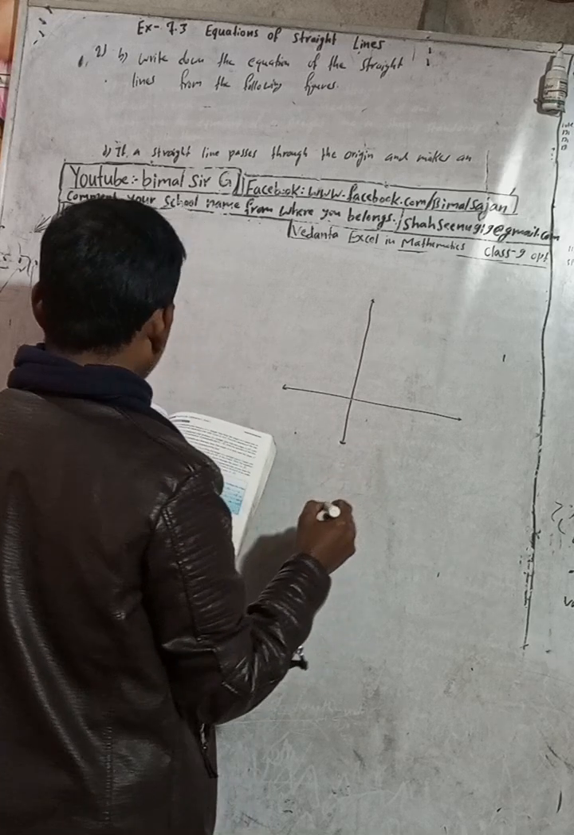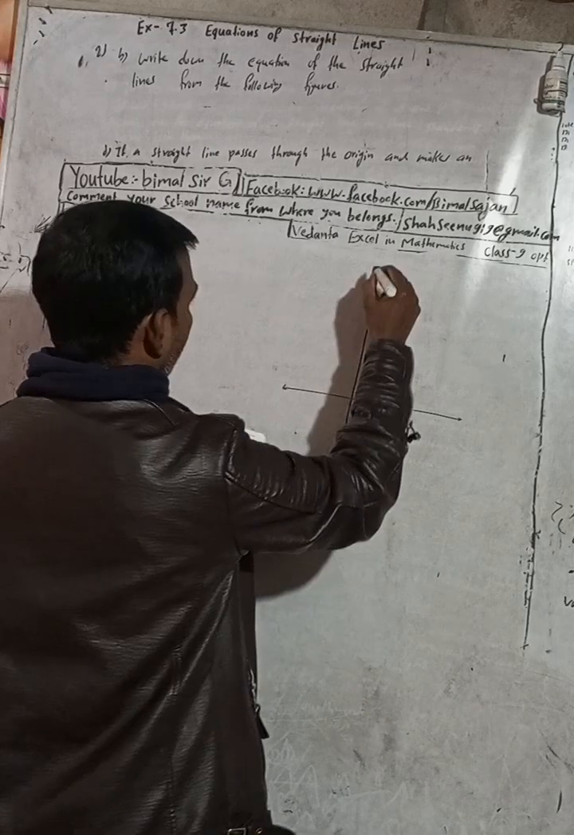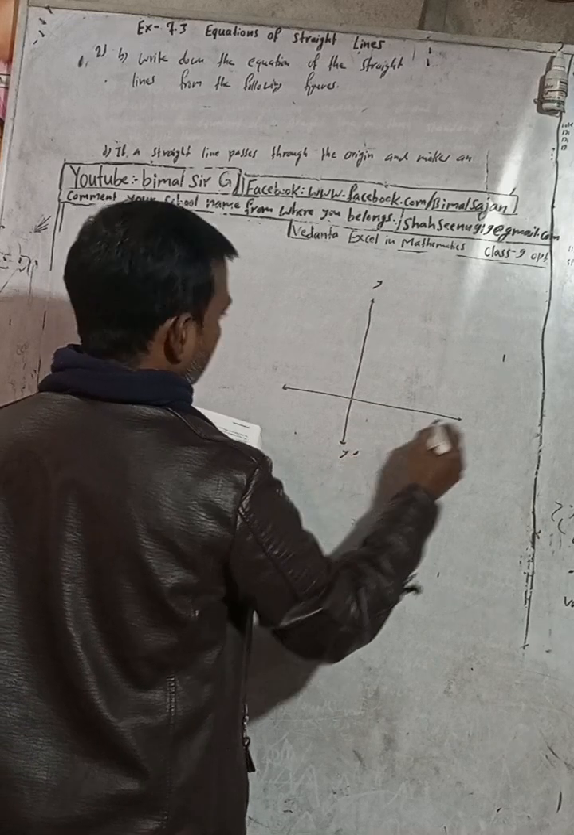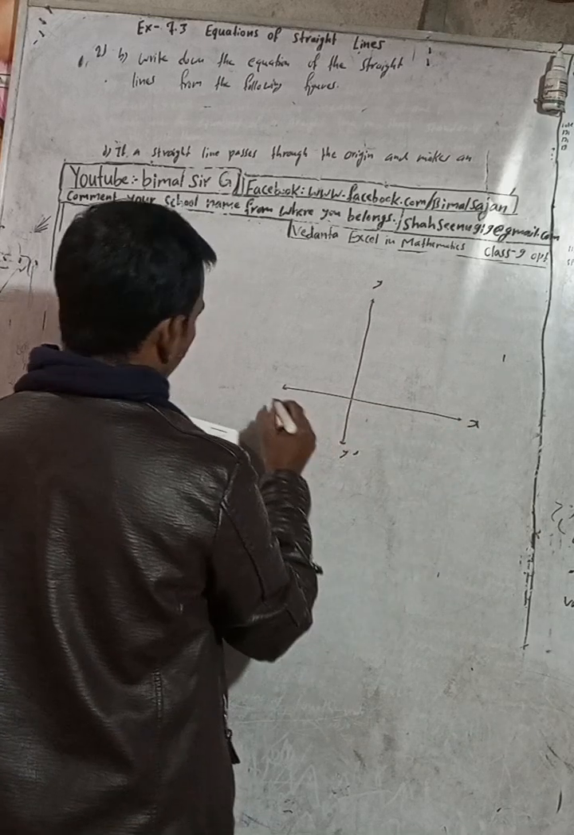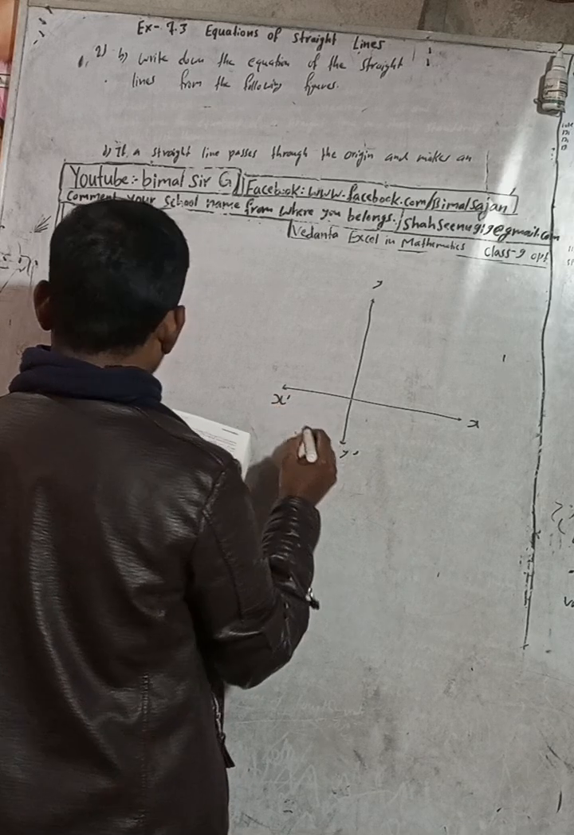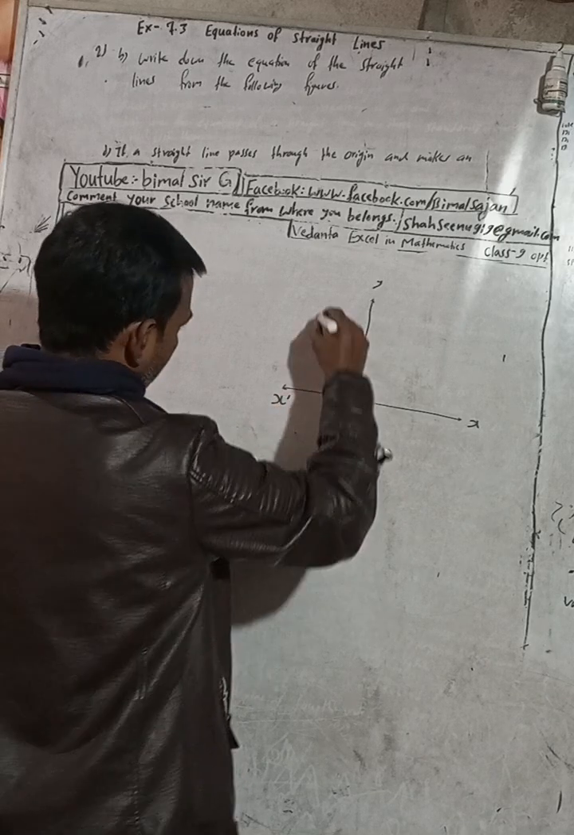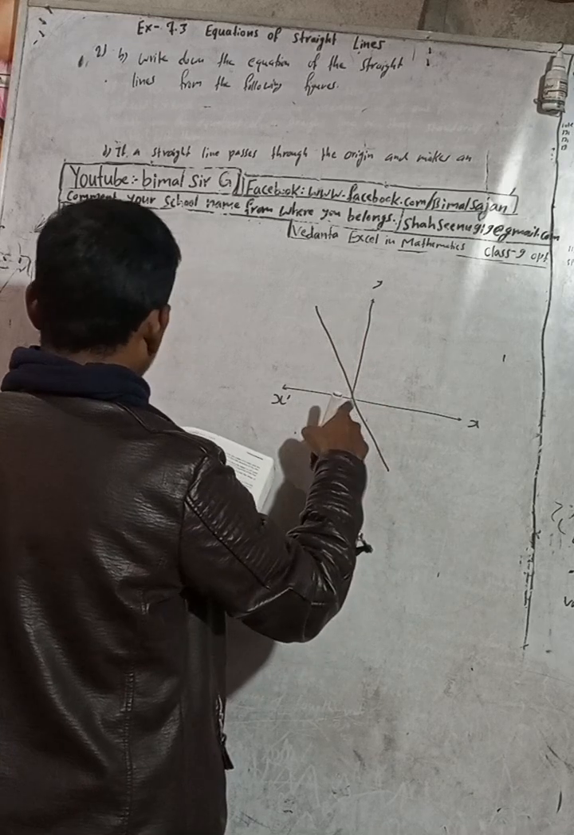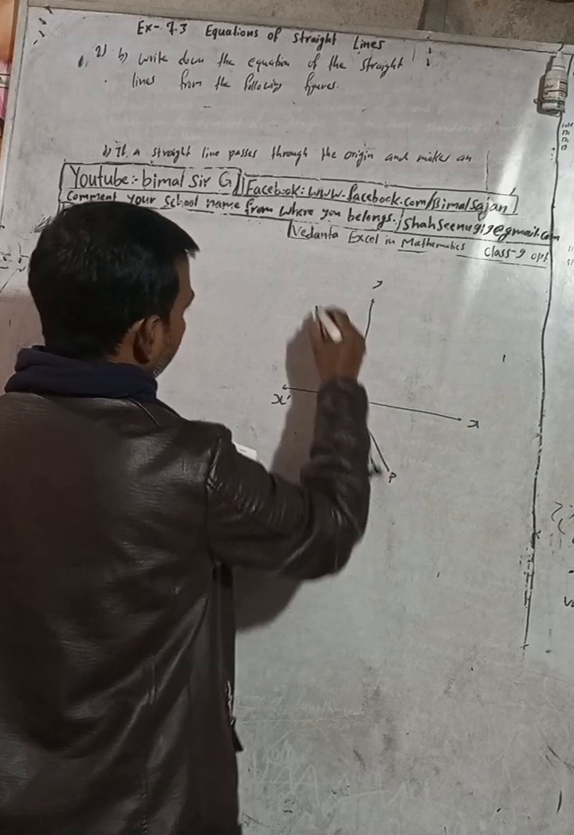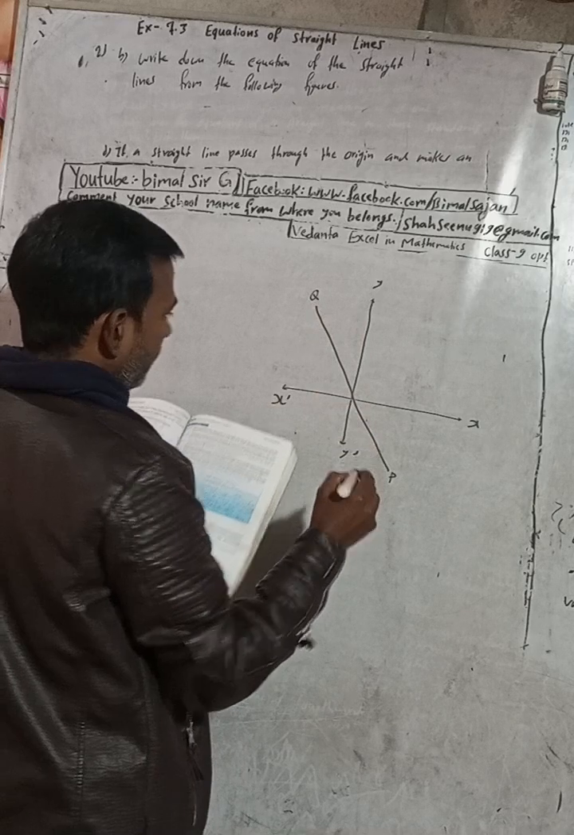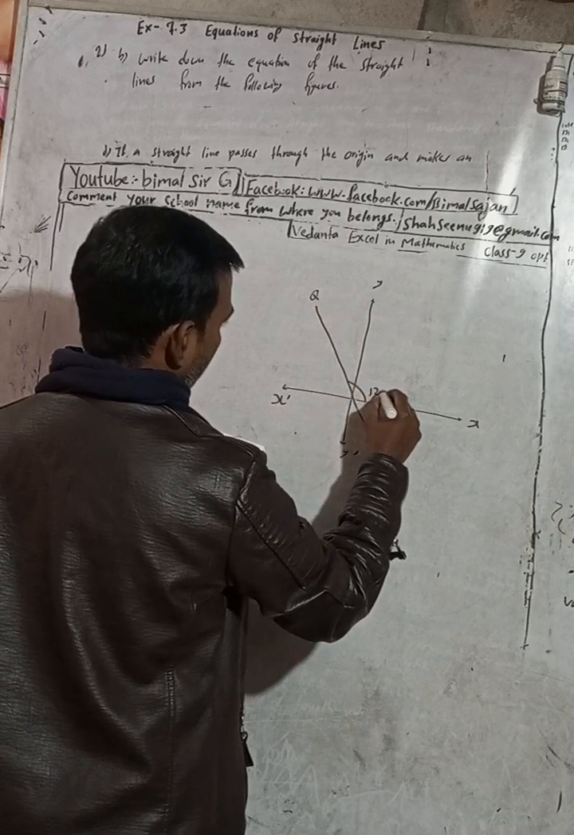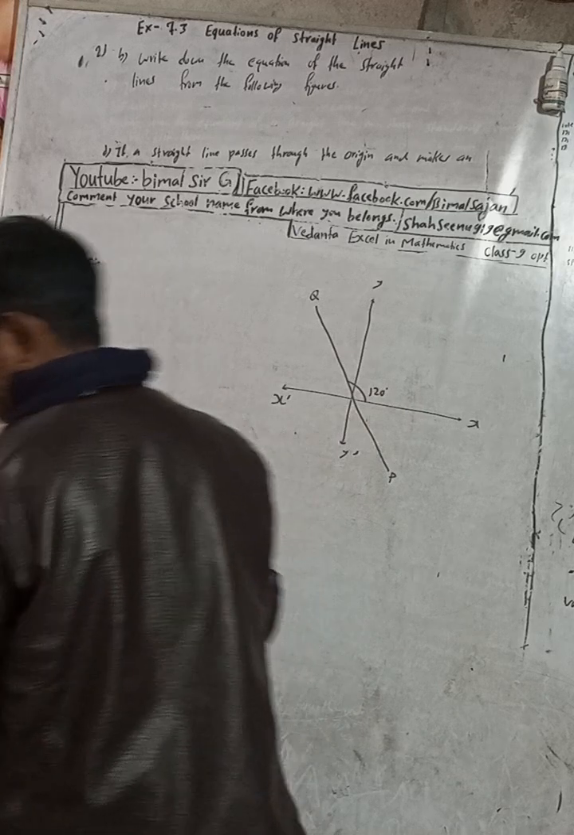Here you can see that PQ. Okay, this is our y-axis. This is y dash. This is our x, and this is our x dash. Now the line is passing through the origin, and this line is named PQ. And the angle from here to here is what? 120 degree.